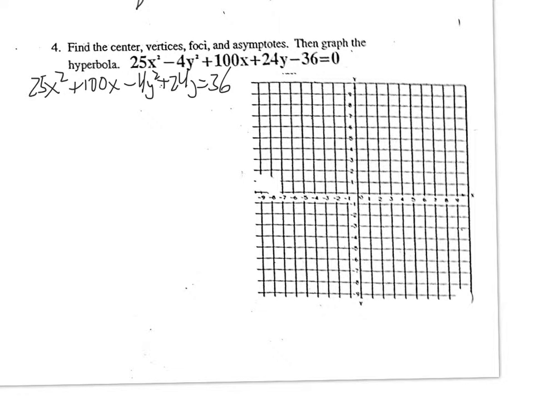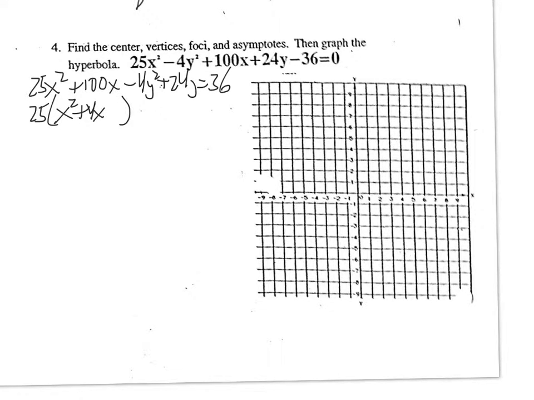Now, completing the square only works when a is 1, when the number in front of your squared term is 1. And in both cases here, in both groups, there are numbers in front of the squared terms. So we actually have to factor those out first. For the x group, we're going to pull out a 25, and we have x squared plus 4x.